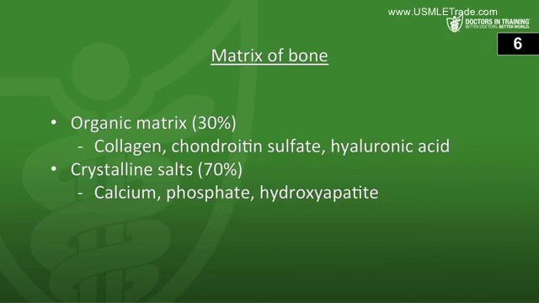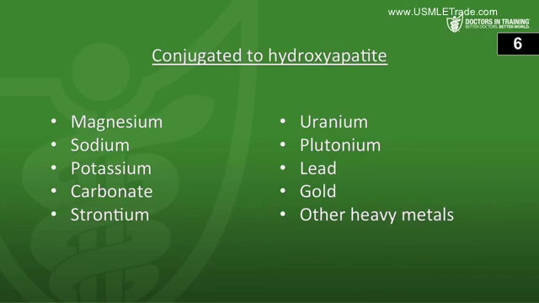And then lots of other things are conjugated to those hydroxyapatite crystals, things like magnesium, sodium, potassium, carbonate. Other elements that can also conjugate to the hydroxyapatite crystals include strontium, uranium, plutonium, lead, gold, other heavy metals. It's not really known what role these other conjugated elements may have in the function of bone.